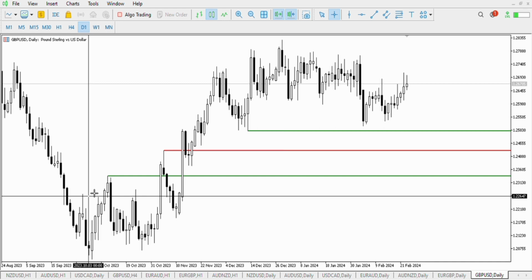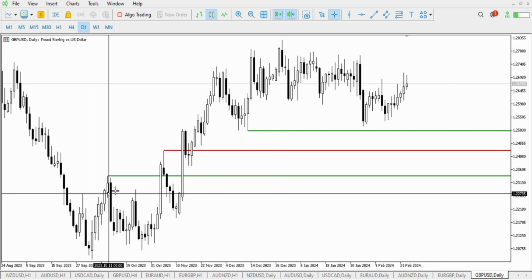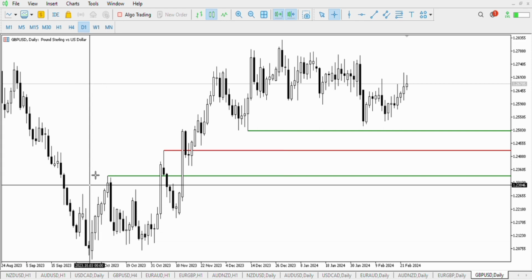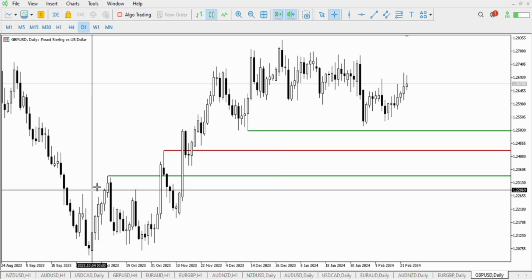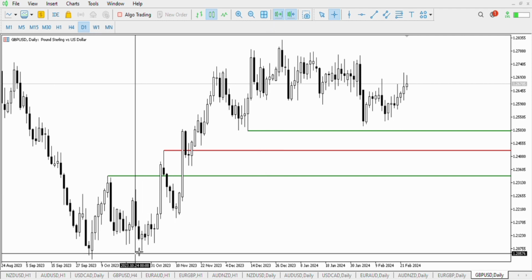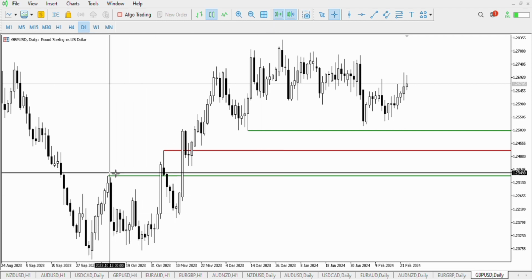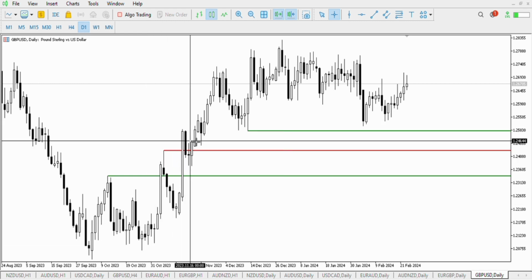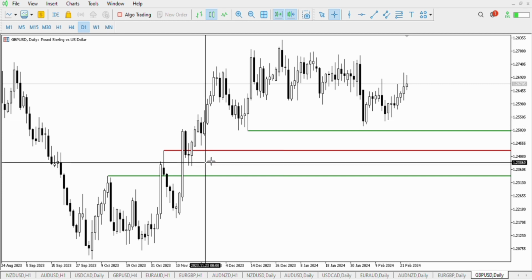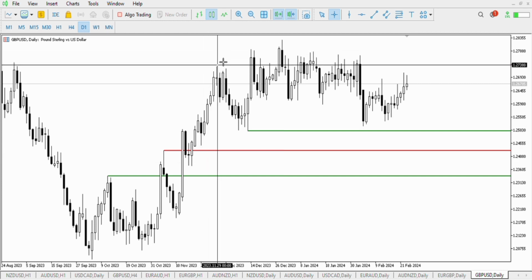So the fact that we had a break of structure right here simply proved that we are likely to have what we call a transition from a downtrend to an uptrend. So this transition right here led to what? An uptrend. So we are having higher high, higher low, higher high, higher low, higher high right here, higher low, higher high, higher low, higher high, higher low.